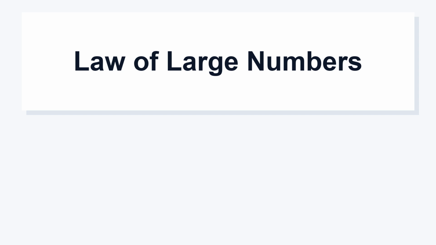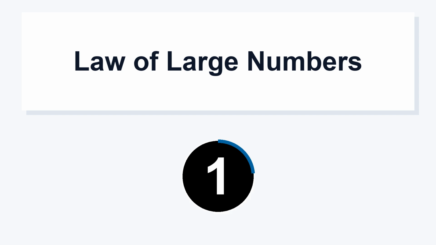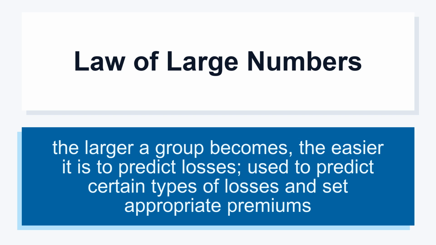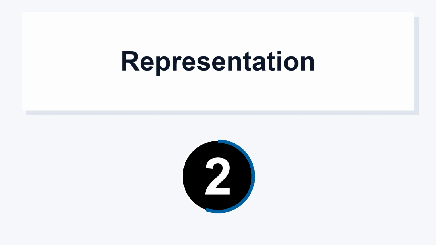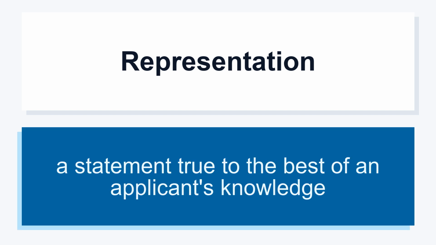Law of large numbers. The larger a group becomes, the easier it is to predict losses. Used to predict certain types of losses and set appropriate premiums. Representation. A statement true to the best of an applicant's knowledge.